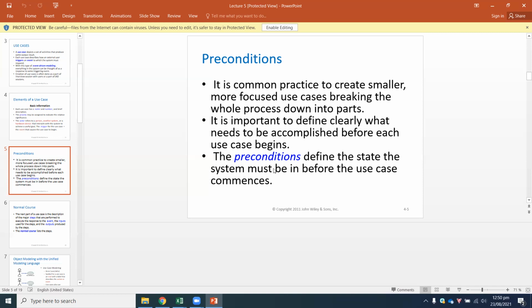Don't worry too much about this, okay? Not so important at the moment. Just do understand predecessors, prerequisites, preconditions in a generic way.